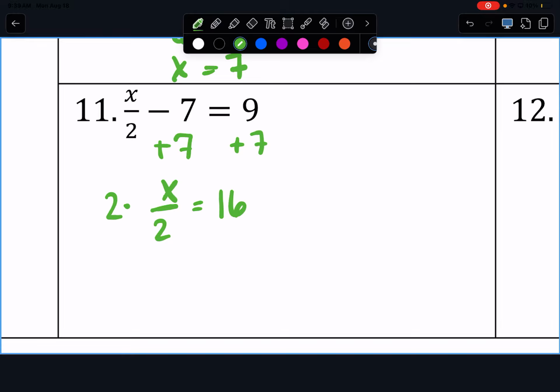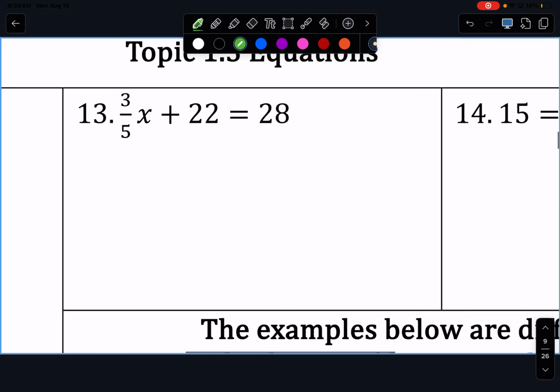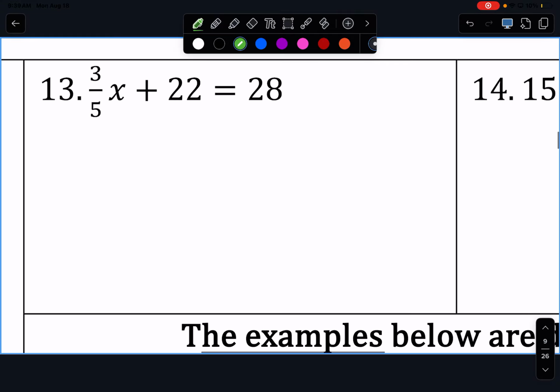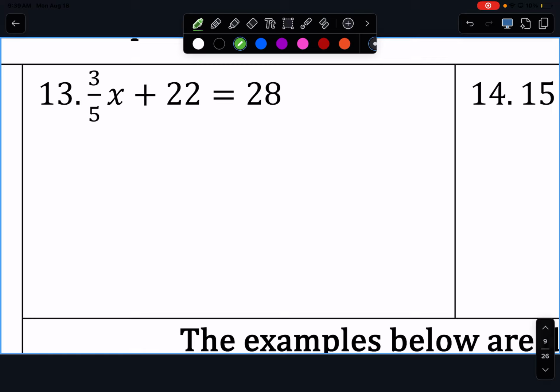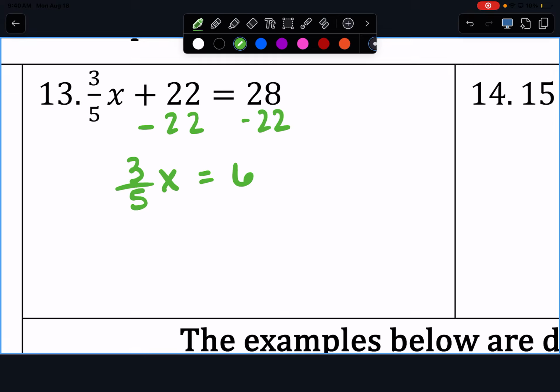Okay, then we're going to do, let's look at 13. Minus 22 on both sides. Because, does this fraction have anything to do with this? So before I can get rid of it, I got to move the 22. So subtract 22 on both sides. 26. Yep. So we get 3/5 x equals 6.